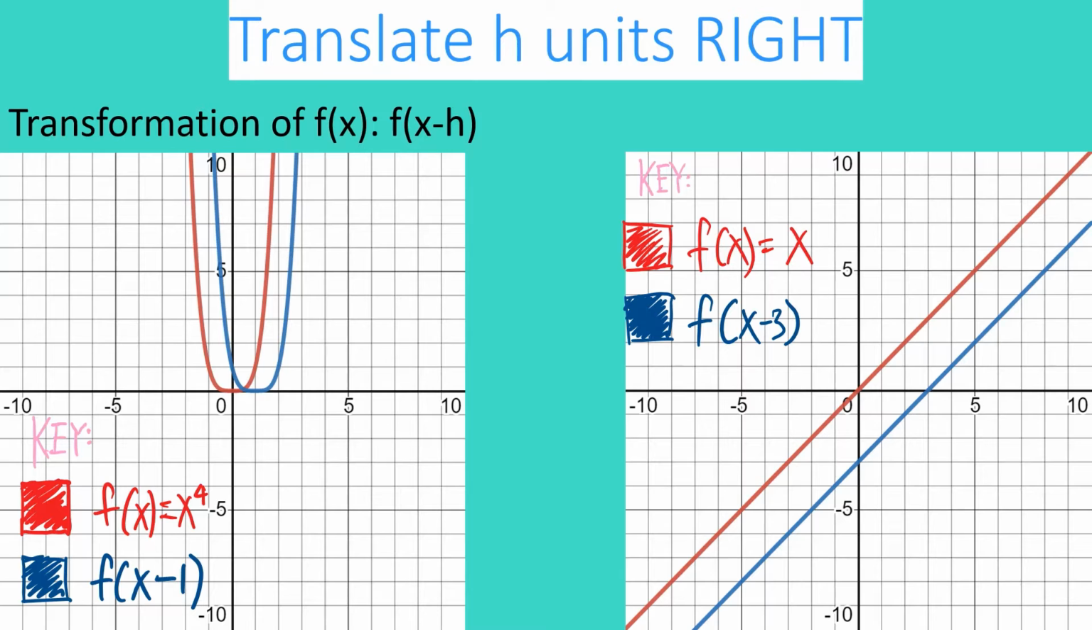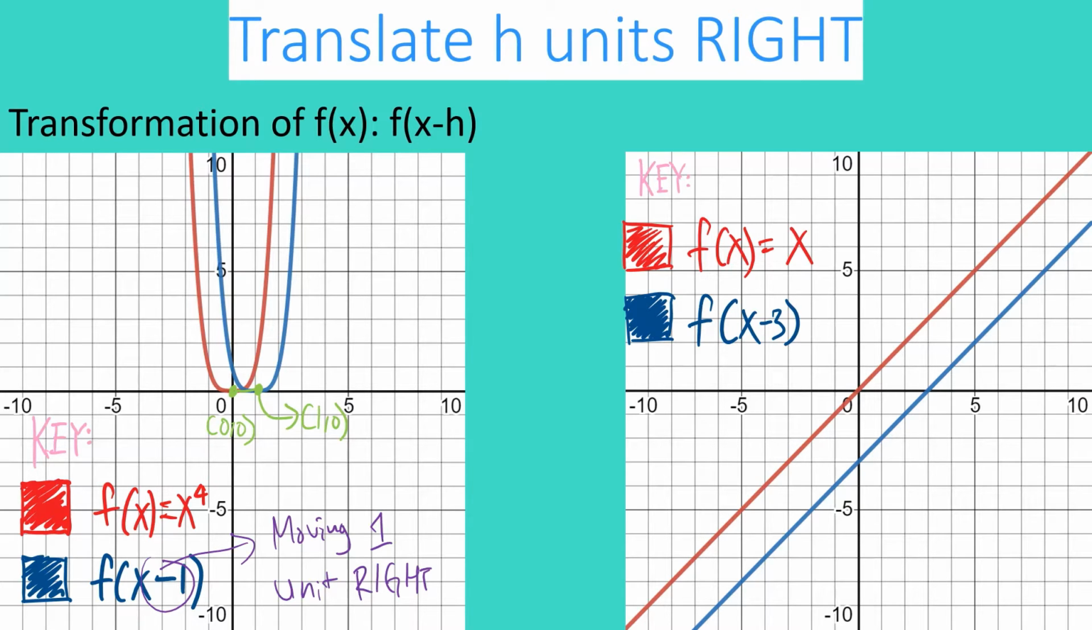The first graph we have is f of x equals x to the 4th power, and we have f(x minus 1). This minus 1 tells us that we're moving 1 unit to the right. So let's try to test that. Our origin is at 0, 0, and if we move 1 unit right, we're at 1, 0. So it shows translating 1 unit right.